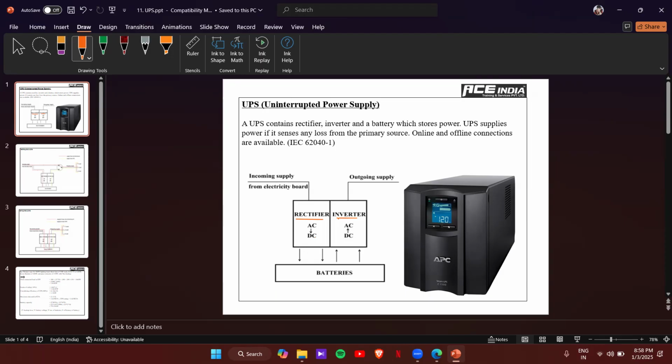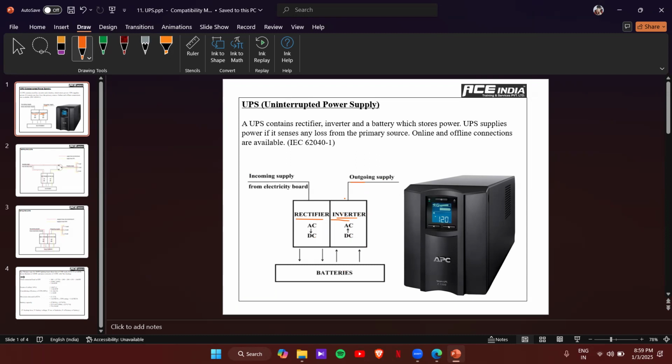The next component is the inverter. The purpose of the inverter is to convert DC back to AC, because most of the components, like lights, ceiling fans, and electrical equipment, all work on AC, right? So we have to convert the DC back to AC. Then it will go to the load here. So that's how the simple schematic of a UPS system is.